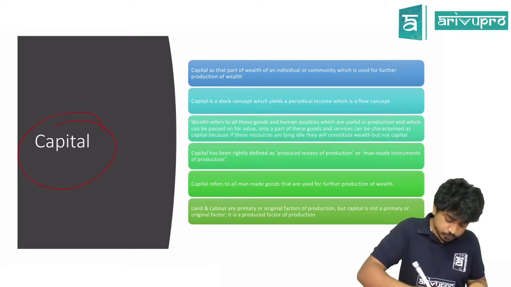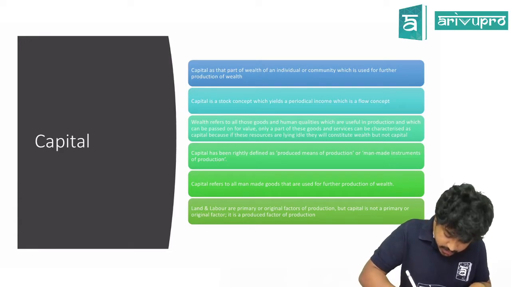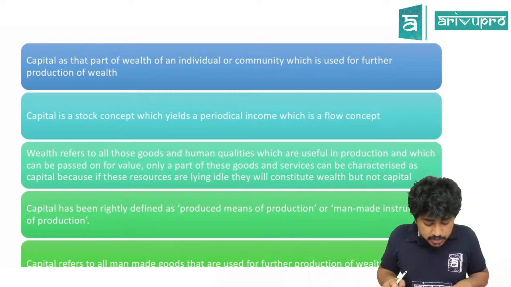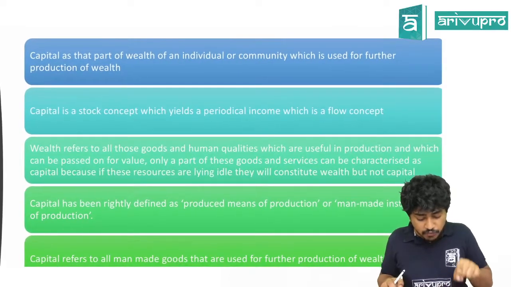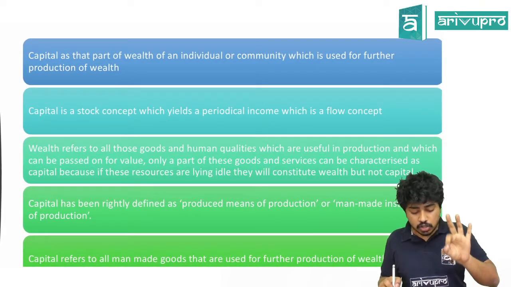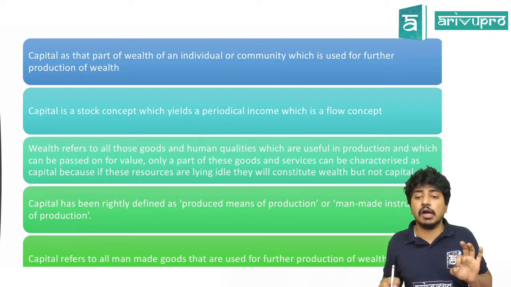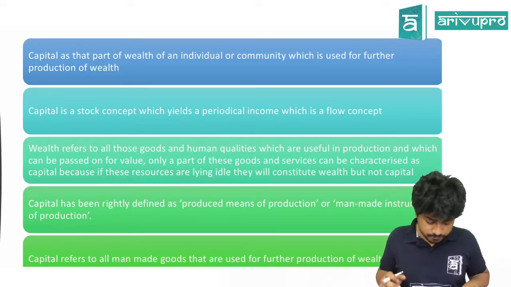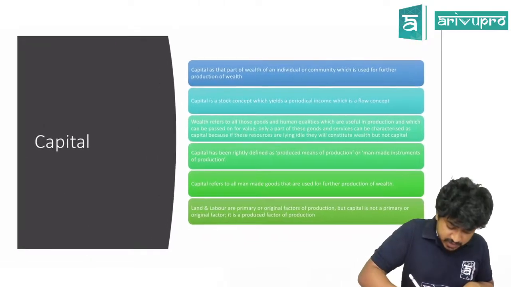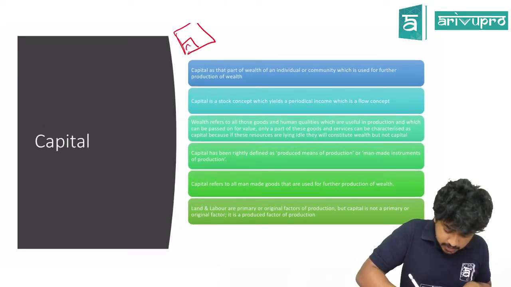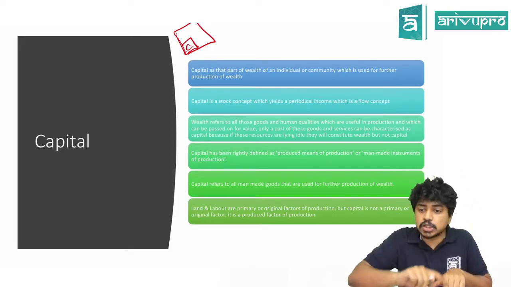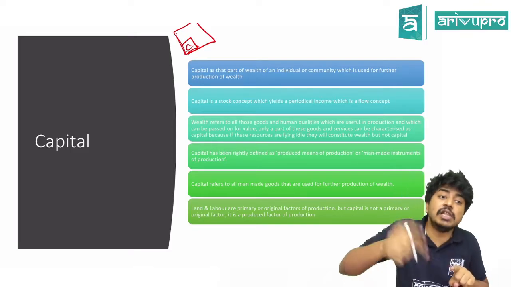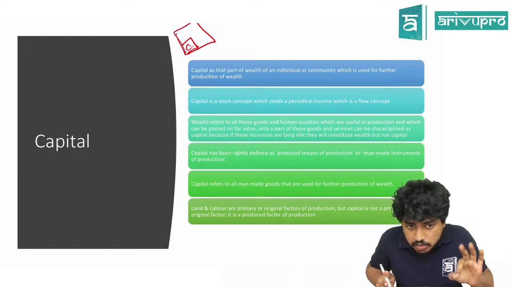Now, they are bringing another term. Let's read this first, then we will go about it. Capital is a part of the wealth of an individual or community, which is used for further production of wealth. What they're saying is, capital is a part of wealth which is used for further production of goods and services, or further production of wealth itself. Are we clear here? This is the statement.